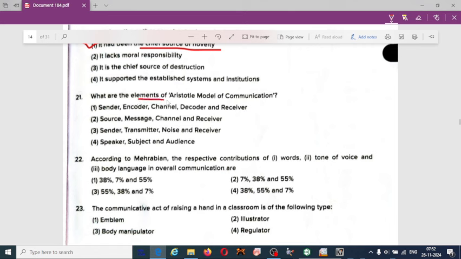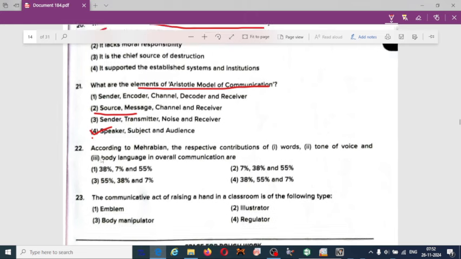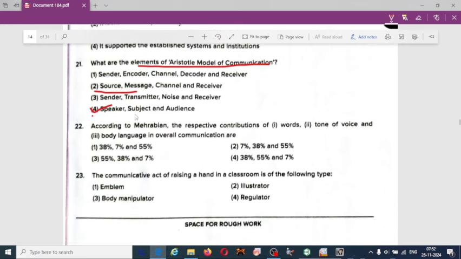What are the elements of Aristotle's model of communication? Majority, it involves speaker, subject, audience, and effect. So the fourth one is correct. Sometimes option 2 may also be possible, so let us see. It involves, however, speaker, subject, and audience.